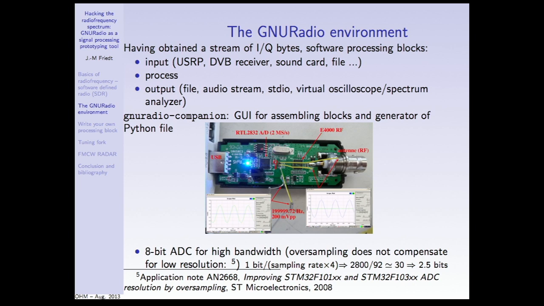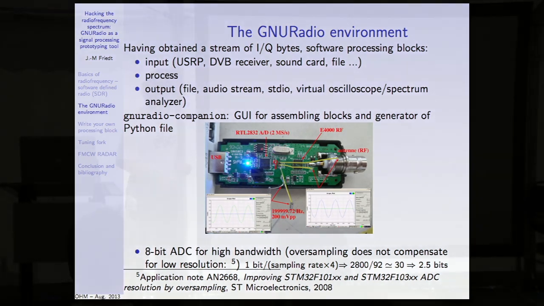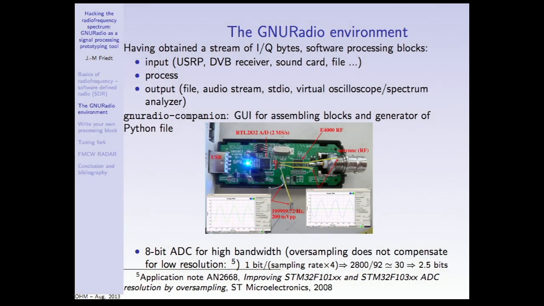But the basic flowchart of data processing is input, processing, and output. And these are all blocks that are provided by GNURadio. So it's really a general purpose framework. Basically, the message I want to get to you is that you should not limit yourself to the input and output peripherals that are provided by GNURadio, because being an open source project, you can just write your own blocks. And if the peripheral provided by GNURadio does not fit your needs, then just add whatever functionalities you want. It's really easy to do.